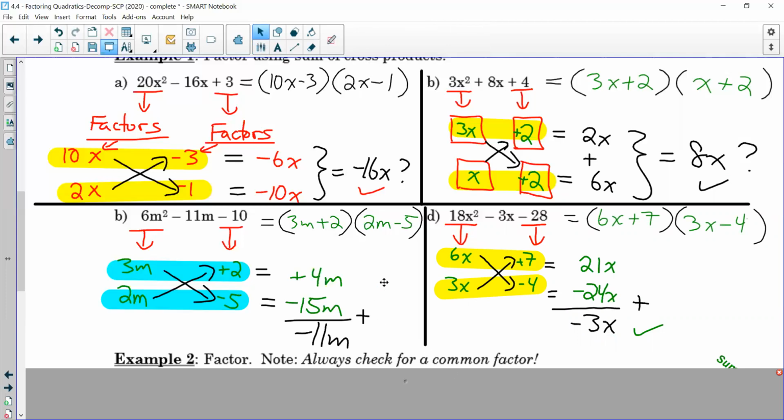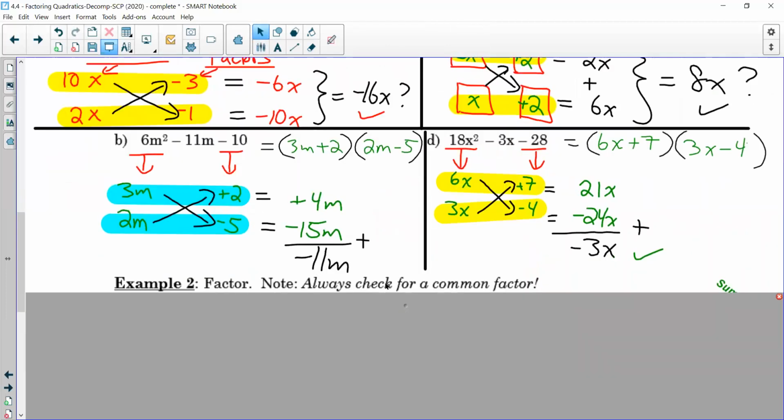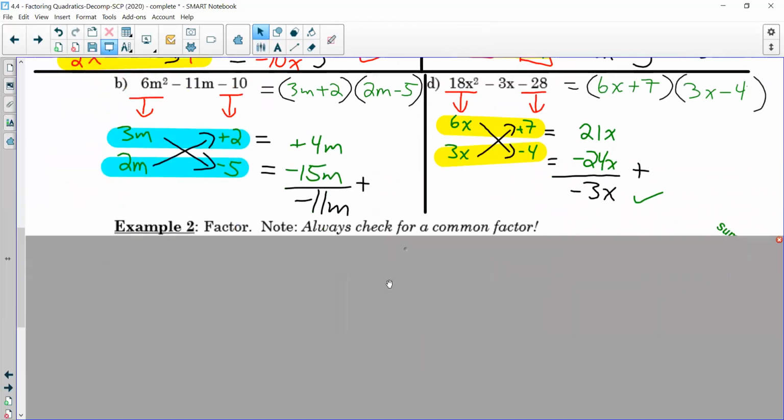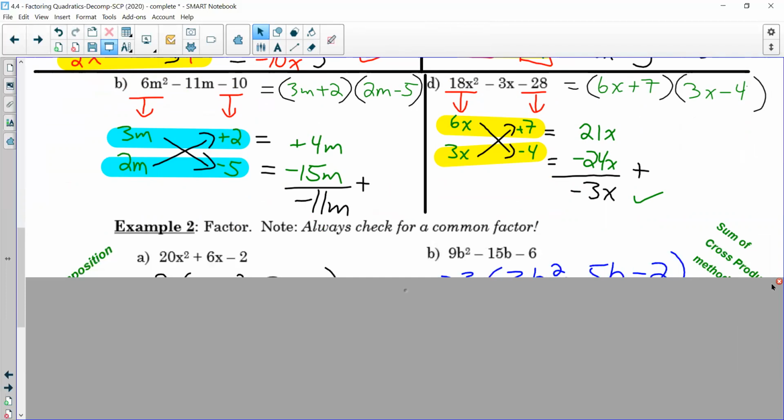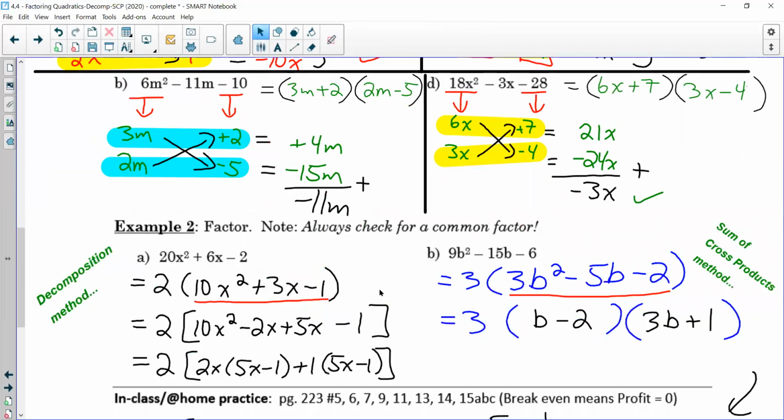Okay, so it's a very interesting technique. It's not going to work for everyone, but you have to pick the technique that works for you, either decomposition or sum of cross products. And these last couple of examples demonstrate both.